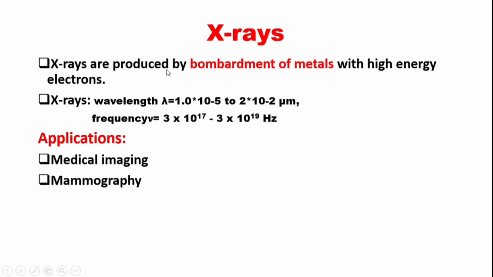X-rays are produced by bombardment of metals with high energy electrons. X-rays have lesser wavelength and high frequency. X-rays and gamma rays are known as ionizing radiation. They have high frequency and lesser wavelength and have more penetrating capacity. Applications of X-ray radiation are medical imaging and mammography.